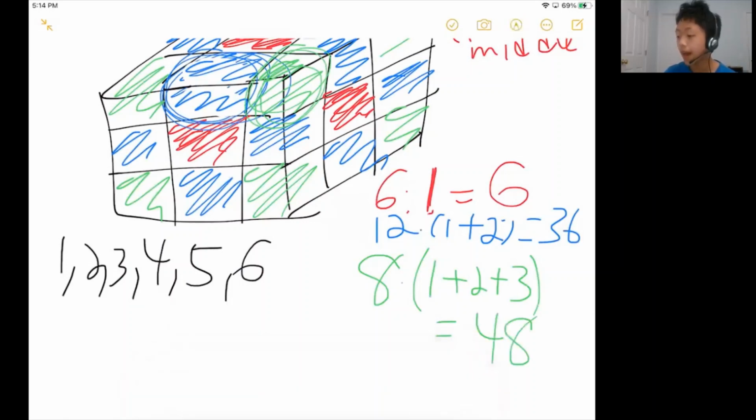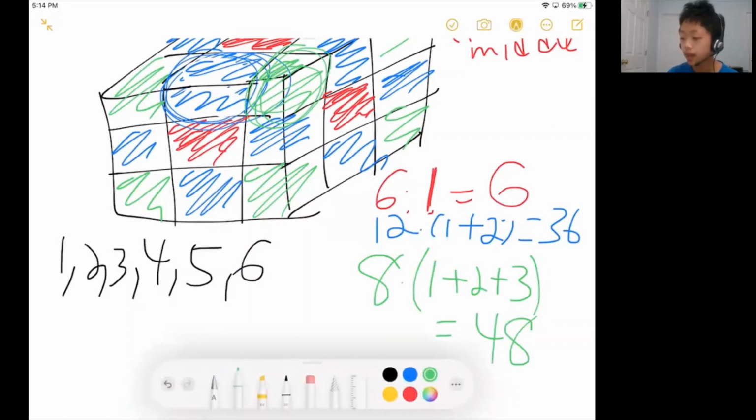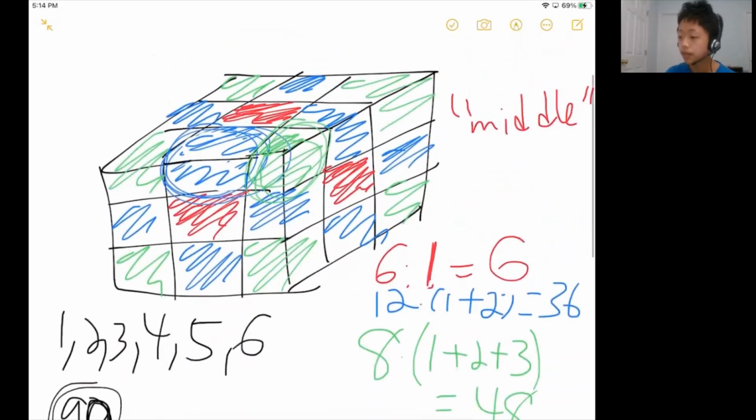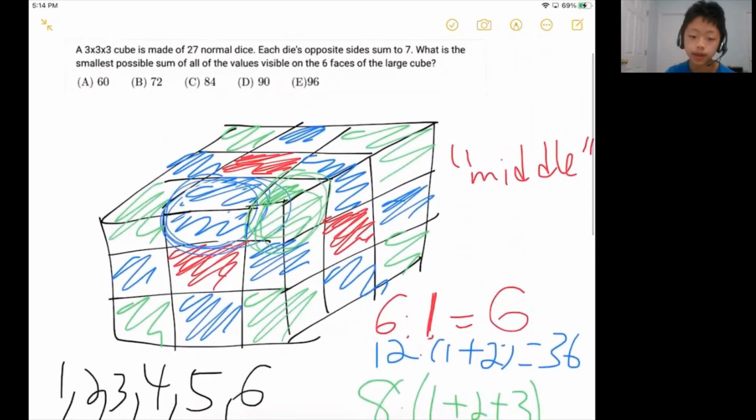So if you add these numbers together, you get 6 plus 36 plus 48. And that would give you an answer of 90. And that would be your answer. So that would be choice D, which should be the right answer.